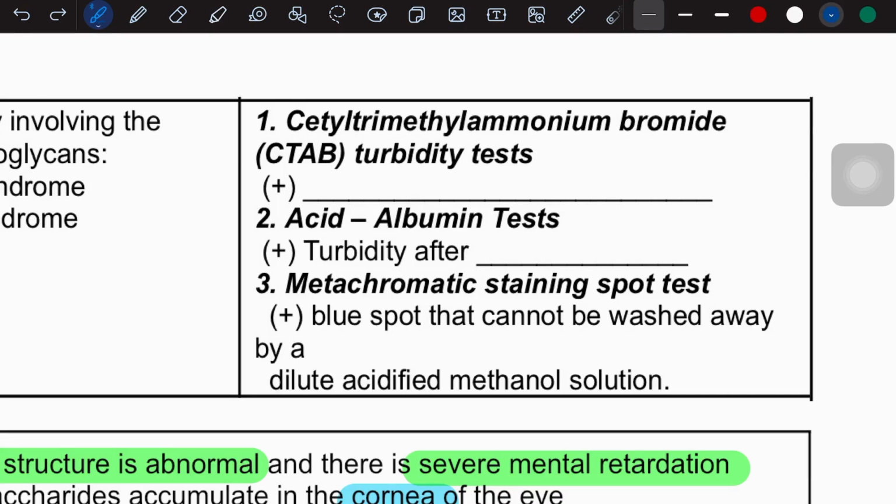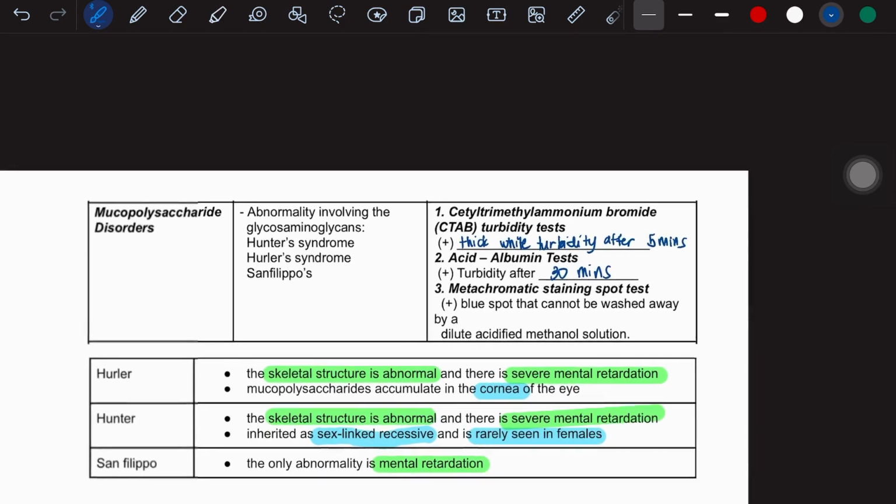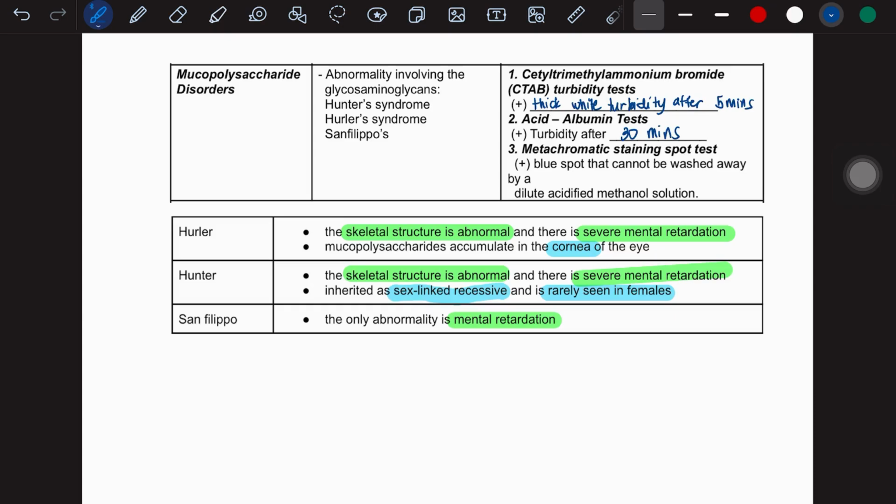So write here, for your CTAB, thick white turbidity after, please take note, 5 minutes. What about the acid albumin test? It is a thick white turbidity after 30 minutes. So that is the difference between the two. And in your metachromatic staining spot test, the positive result is a blue spot that cannot be washed away by a dilute acidified methanol solution.